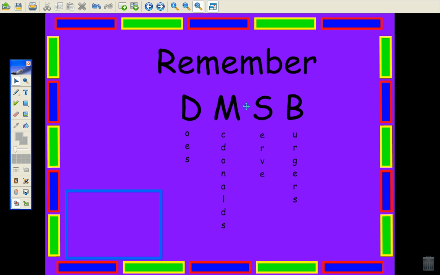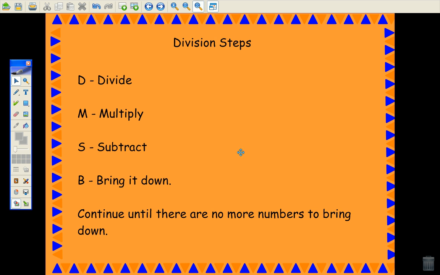Here was a way you could remember the process for division. Does McDonald's serve burgers? You could have come up with whatever you wanted. It stands for divide, multiply, subtract, bring down. These were the notes that you took down previously about the division steps. D is for divide, M multiply, S subtract, B bring it down. You keep doing this over and over again until there's no more numbers to bring down. And remember, I told you that you are done when the remainder is smaller than the divisor. Otherwise, you've done something wrong if it's bigger than the divisor.